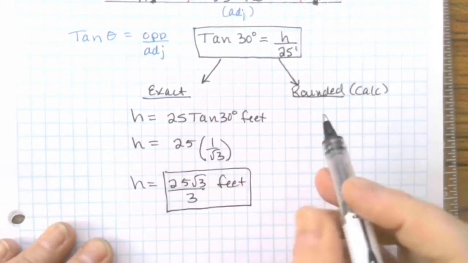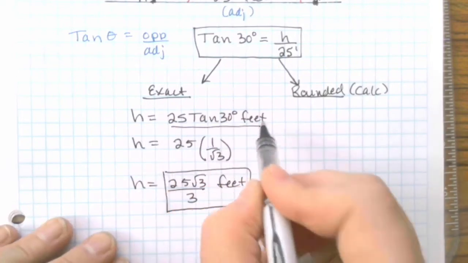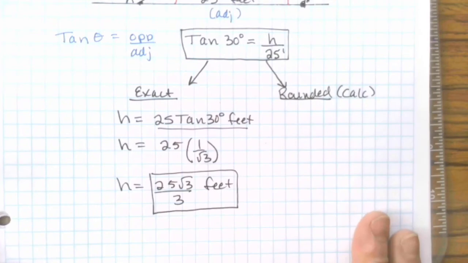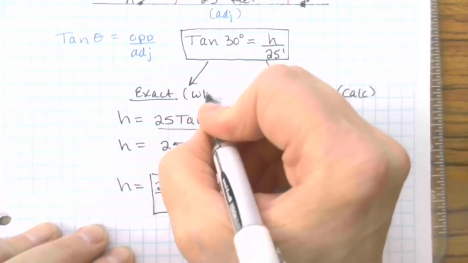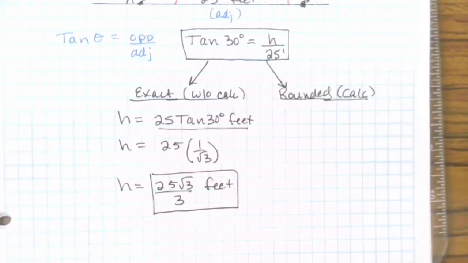If it's not an angle that you know, like 62 or 85, you can just leave it in this form if you can't go any further without a calculator. So exact is in general without a calculator, whereas rounded is with a calculator.